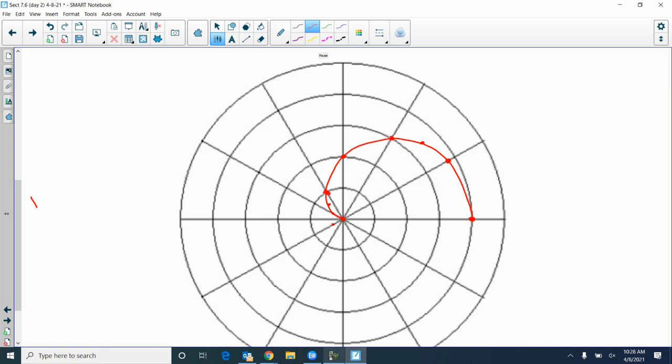225 is 0.6. And then we got 1, 2, 3, 3.4. Whoops, I missed it again. 3.4, 3.7, and then it's going to hit back at 4. Okay, so it looks like that.